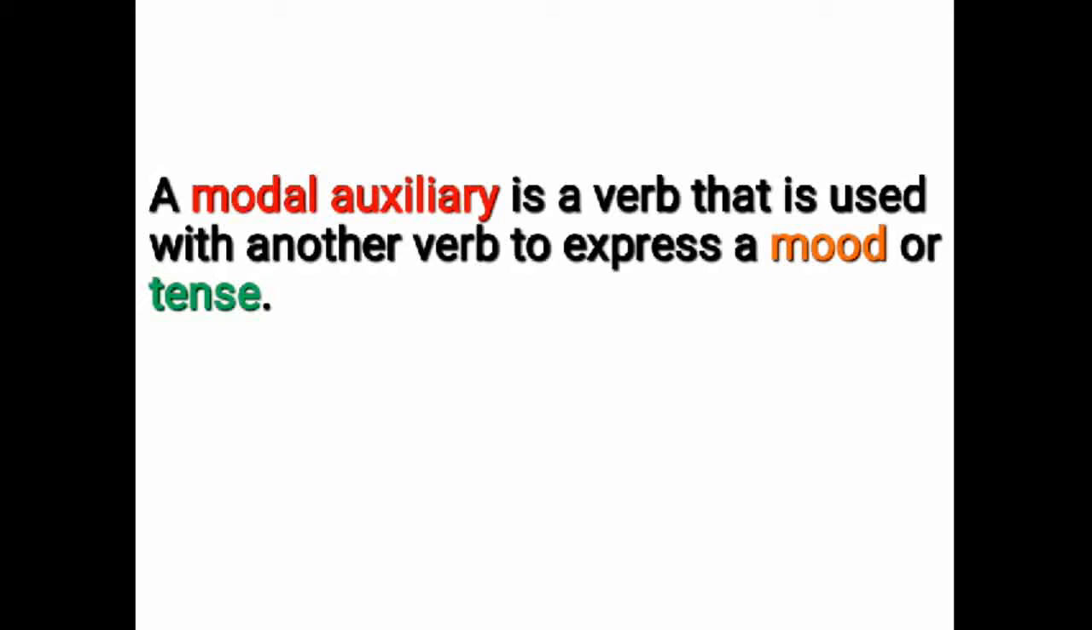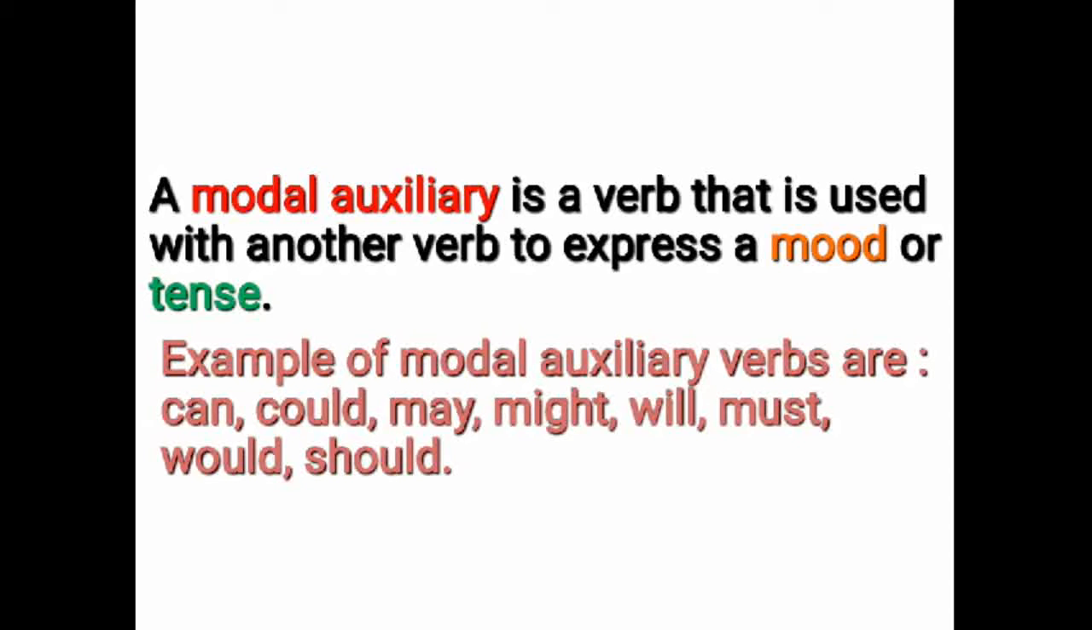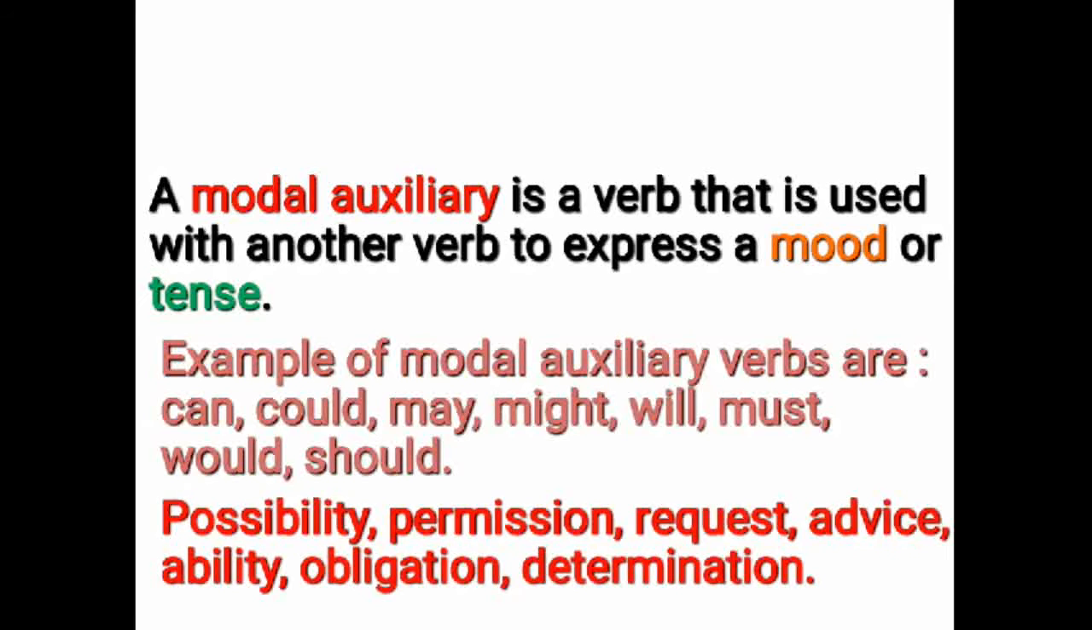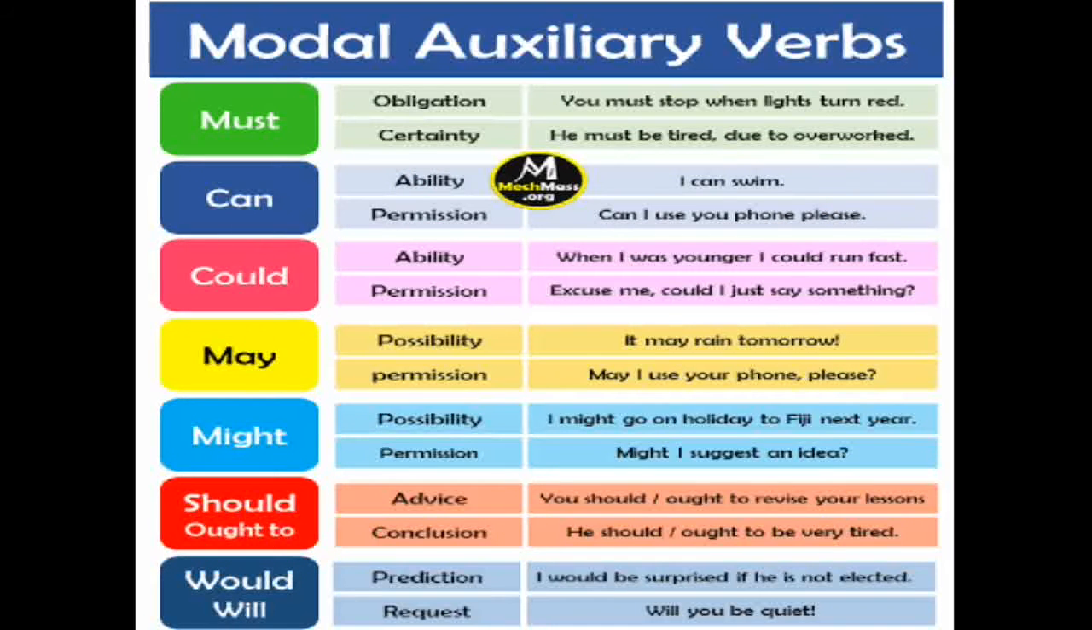Examples of modal auxiliary verbs are can, could, may, might, will, must, would, should. Modal auxiliary verbs are used to show possibility, permission, request, advice, ability, obligation, and determination. Observe the chart of the types of modal auxiliary verbs, their meanings, and their sentences. There are some important rules that you have to follow on the chart of modal auxiliary verbs.